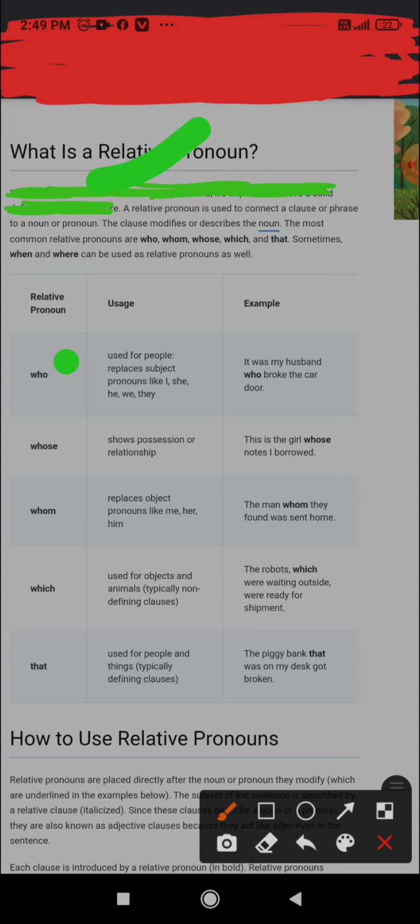We have an example here. I have just put it out here. It was my husband who broke the car door. It was my husband. The husband is a noun, and the relative pronoun that connects and describes the noun is who. So simply we got the information about the husband who broke the car door. Someone is telling about her husband who broke the car door, which means who is describing the noun husband.